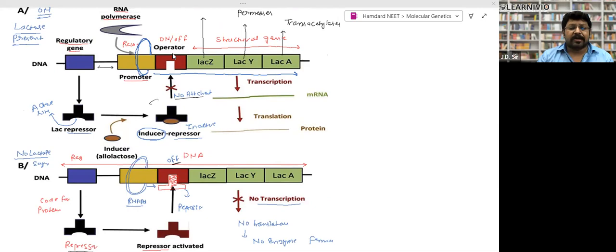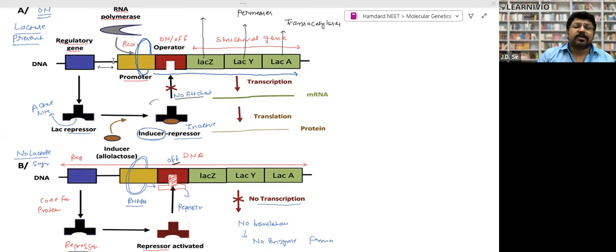If this operator gene is switched off, then this structural gene will not function and formation of enzyme will not take place, right? Next, there is a promoter gene. After the operator, there is a promoter gene. This promoter gene is that part where the RNA polymerase enzyme will come and join and start transcription.